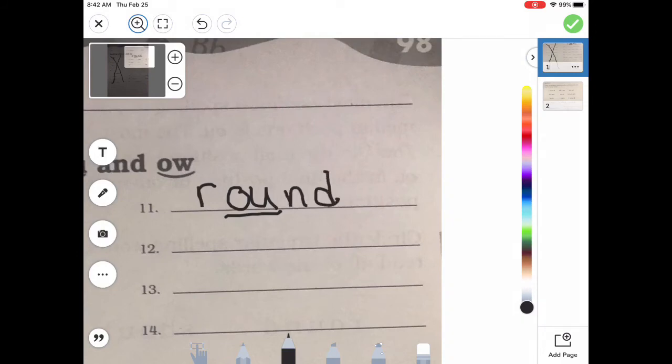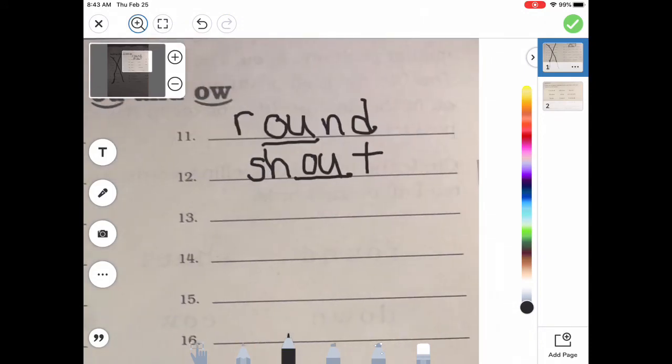Good job. All right, listen to the next one. Shout. So what do we hear first? Sh, sh, sh. That digraph SH, very good. Then we hear that ow sound and then t at the end. So we need that ow sound in the middle. So we're going to use OU. Very good.